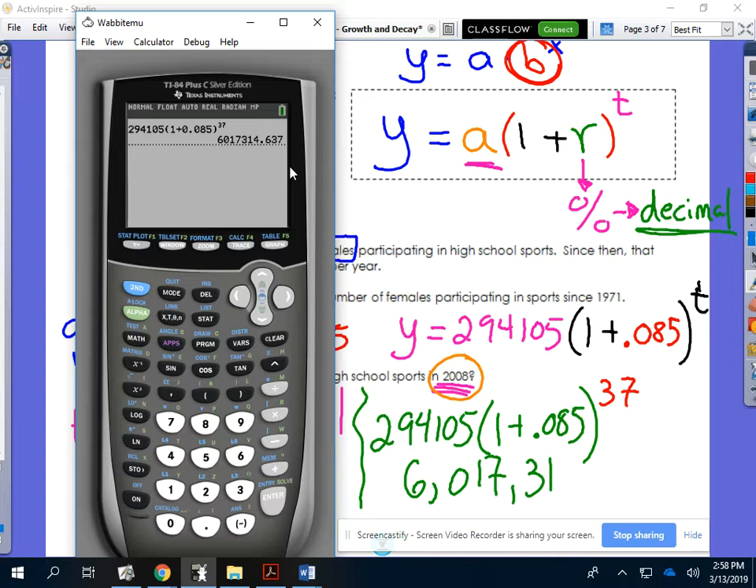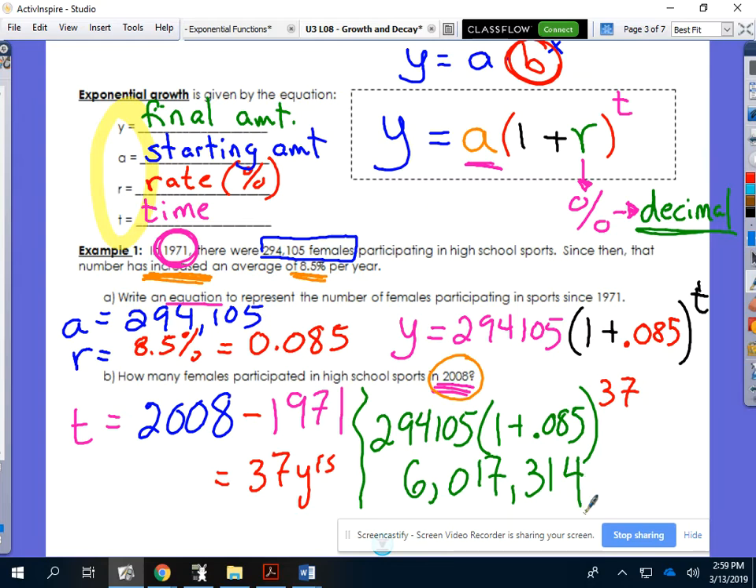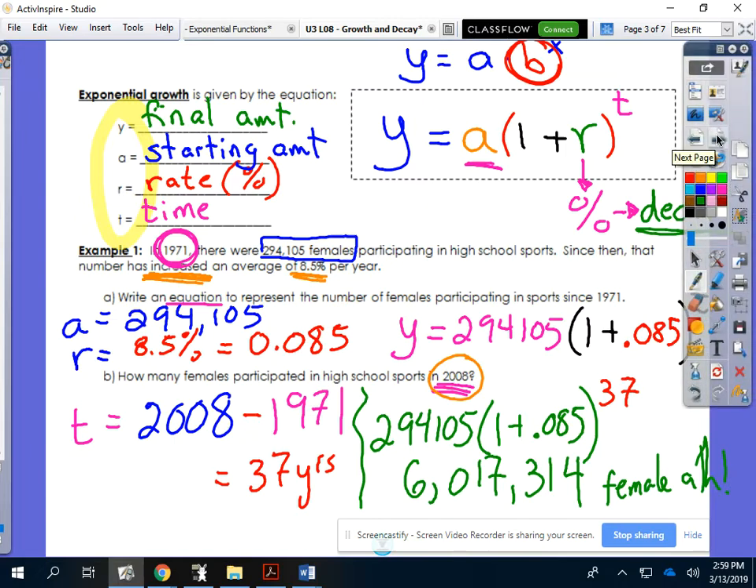This is female athletes participating in sports. So if you don't have a full student, you should probably round down in this case. Since we can't have a partial student, this would be 6,017,314 female athletes. There you go. So this is what today is all about: applying exponential growth in this way.